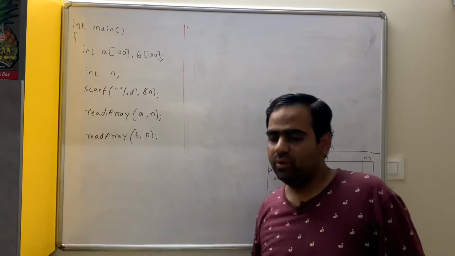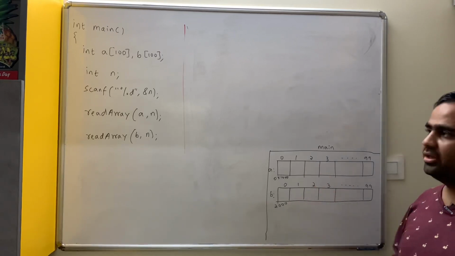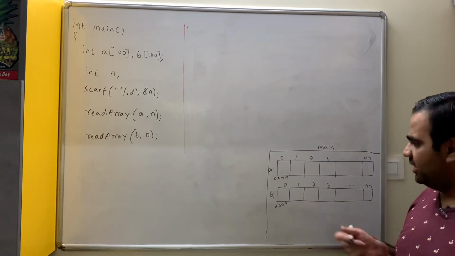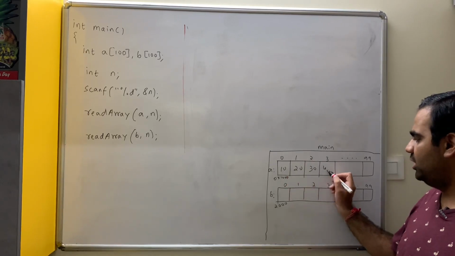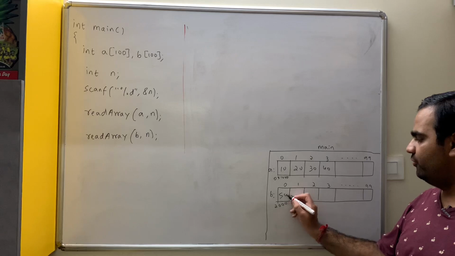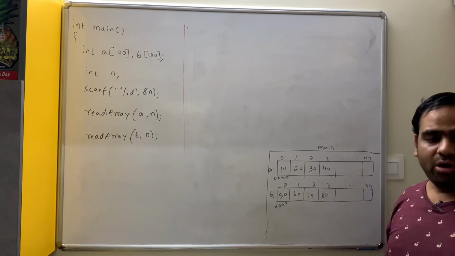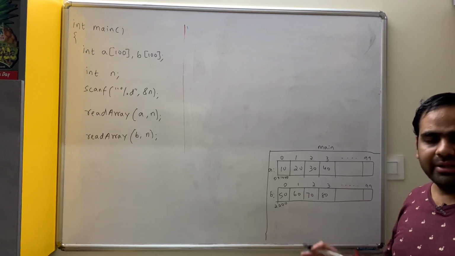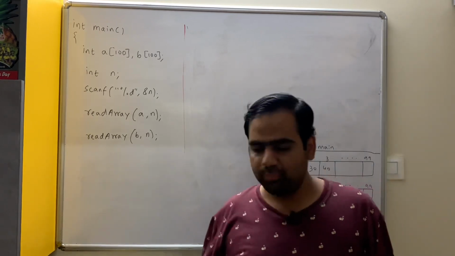Now we have declared two arrays, int a of 100 and b of 100. Let the value of n be say 4. You read the arrays, let the first array be say 10, 20, 30, 40 and let the second be say 50, 60, 70, 80. Now I want to store the answer in main and still I want to write a modular C program. Now how is it possible?